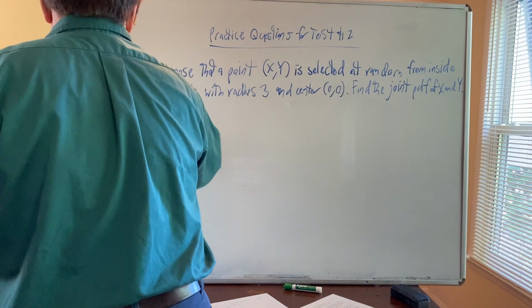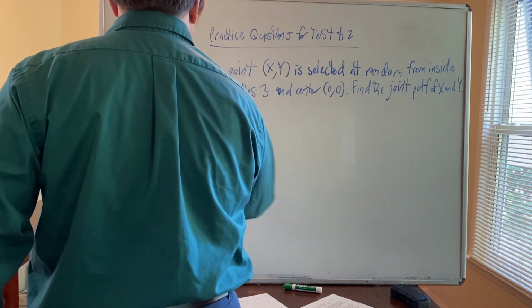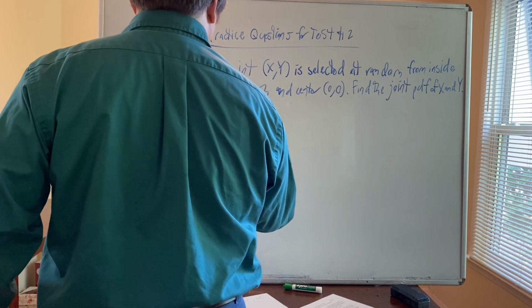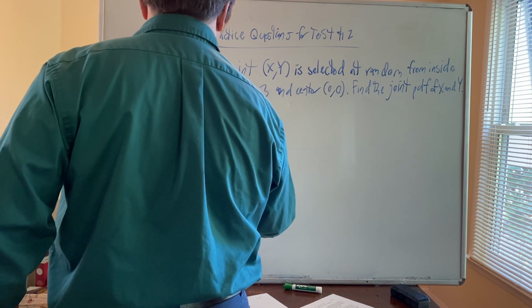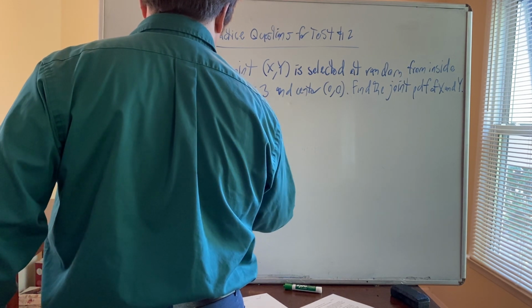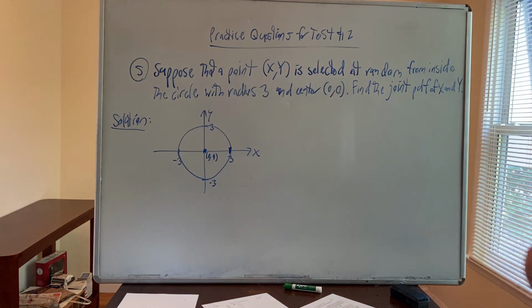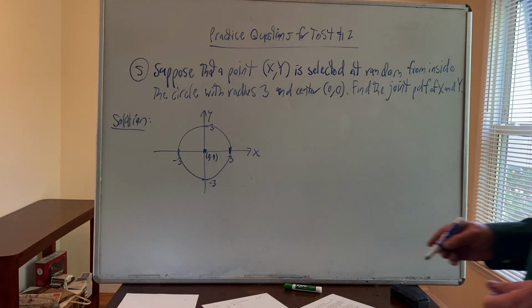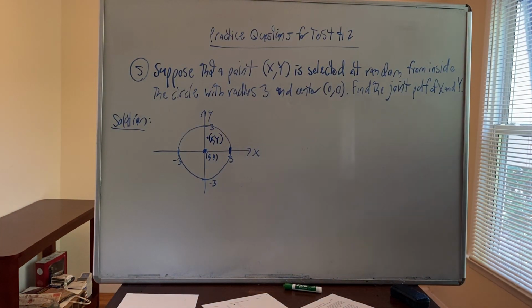So, solution. Let's look at what the circle looks like. So it has center 0, 0. There's the center at 0, 0. And with radius 3. So let's say here's 3. Here's negative 3. There's a 3 on the y-axis. Here's a negative 3 on the y-axis. So the circle is going to connect those 4 points. So I tried to free-draw a circle. Okay, so that's a circle with center 0, 0 and radius 3. So we're going to select a point x, y at random from inside that circle. So we want to know the probability of any particular point in that circle.